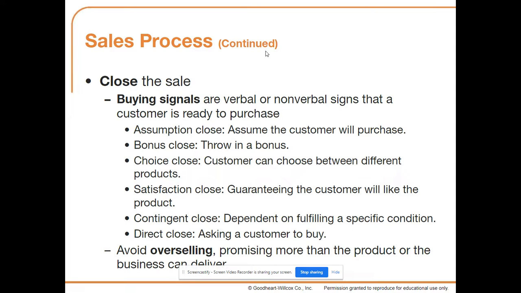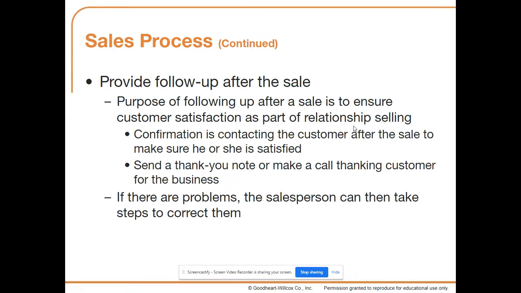A contingent close is dependent on fulfilling a specific condition. Like if I can get the price down to this amount, would you purchase? And they would say yes or no. And a direct close is asking the customer to buy. Do I have your business? I've gotten that multiple times when trying to sell your car. Or when I was being sold a car. This is what I have for you. This is the price I can offer it to you at. Do I have your business? You want to avoid overselling or promising more than the product or the business can deliver. A lot of times you can lose a sale if that happens.